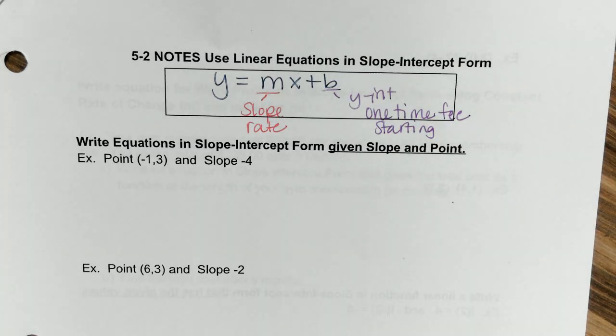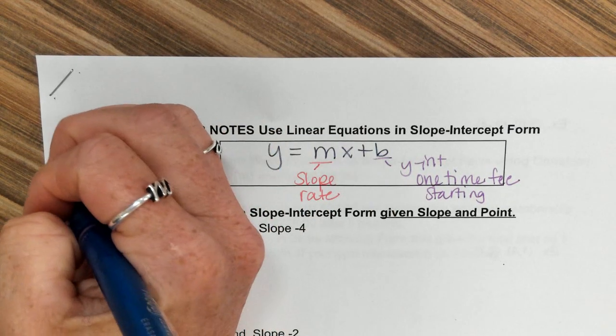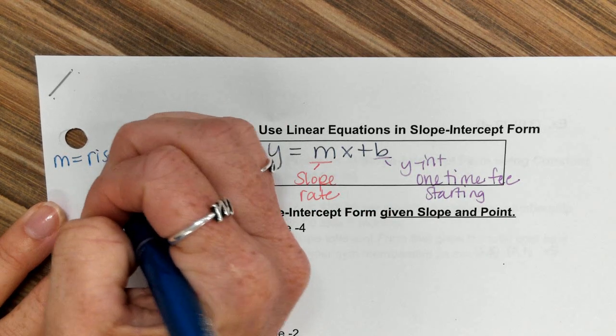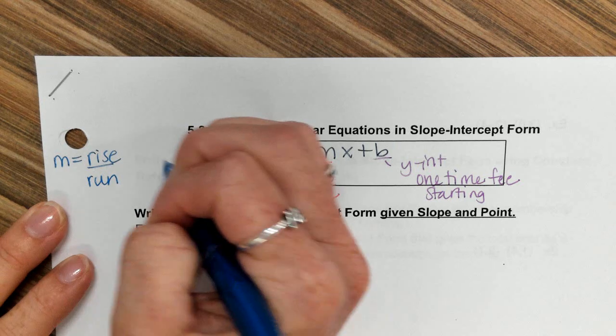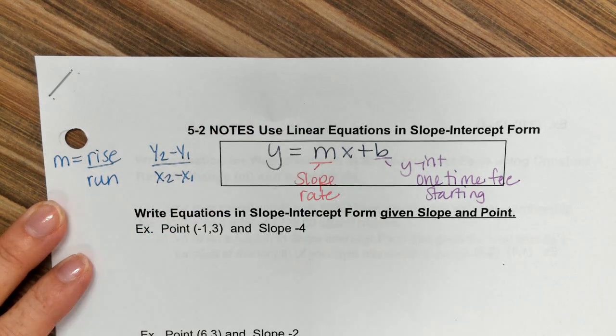How do we find the slope? So over here, I want you to put, to find slope, to find m. What do we do? We can do rise over run. What else can we do? y2 minus y1 over x2 minus x1.